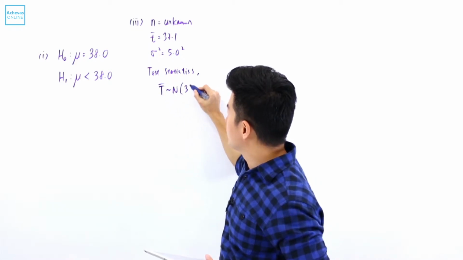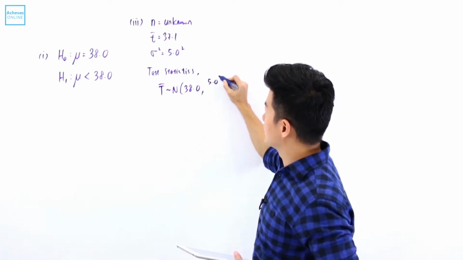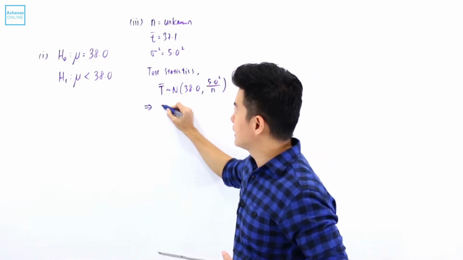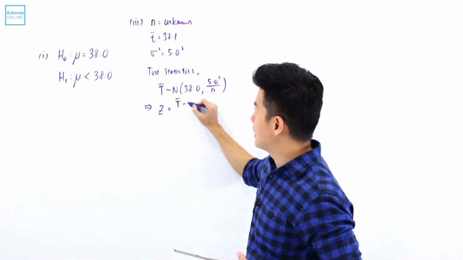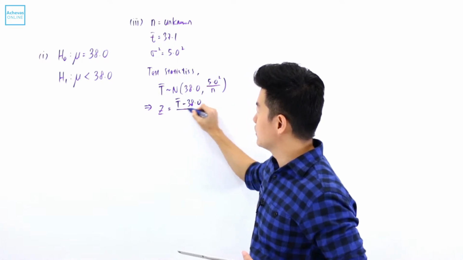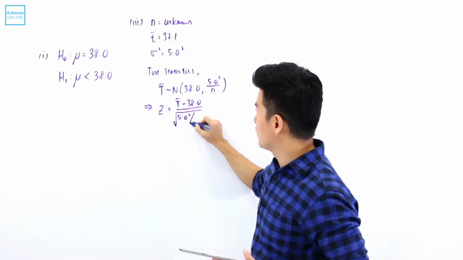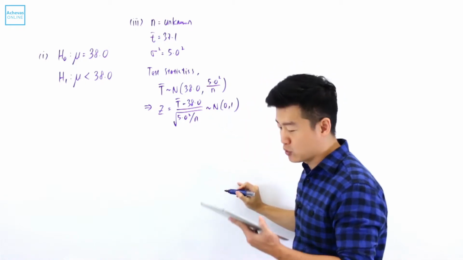A normal distribution with a mean of 38.0 and a variance of 5.0 square over n. And of course, we can standardize this to z, which means that z is going to be t bar minus 38.0 divided by square root of 5.0 square over n, and this will follow a normal distribution of 0, 1.